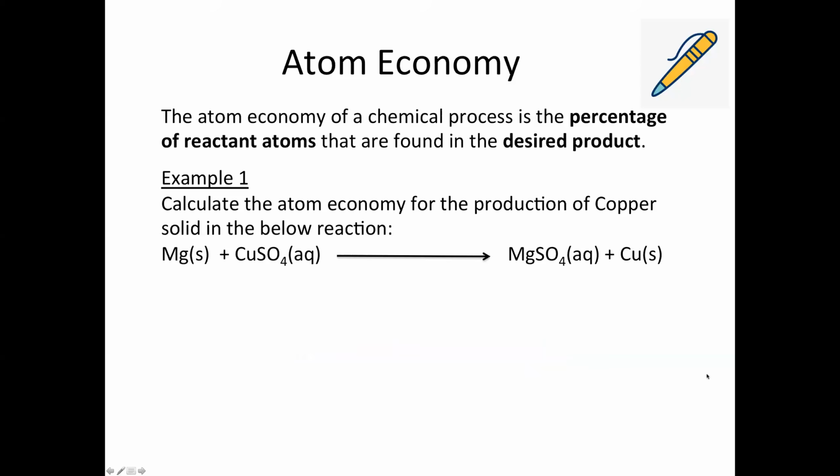So if we actually do this calculation for this particular reaction, we need to work out the gram formula masses of each of the reactants and then our desired product. So we need these two and this one, the copper. We don't really need to worry about the magnesium sulfate because that's what we would class as a byproduct, something that's produced that we're not actually interested in.